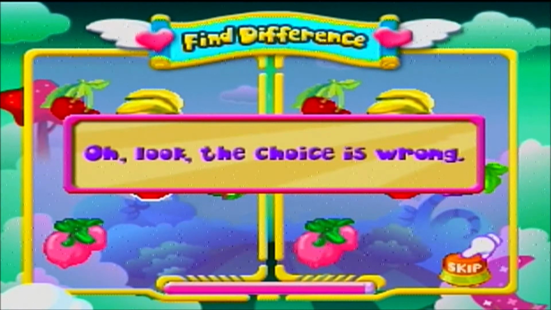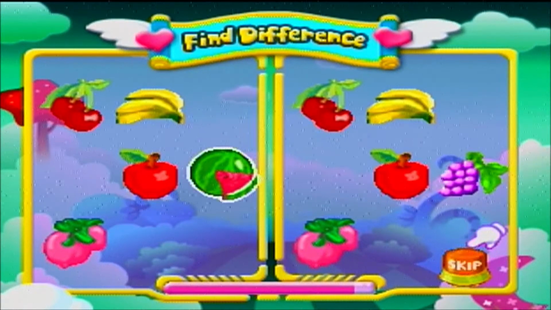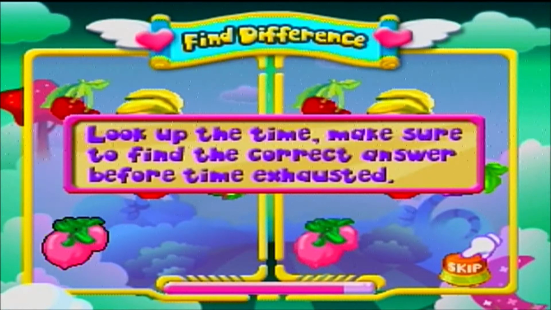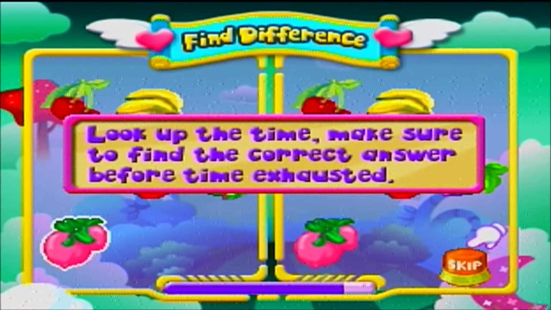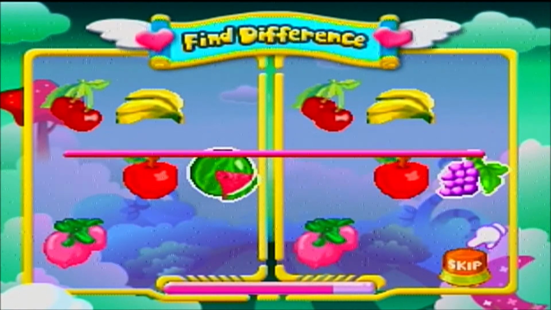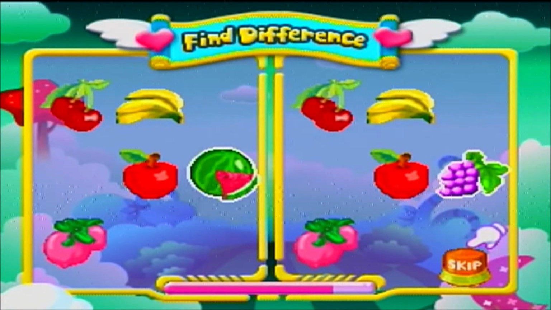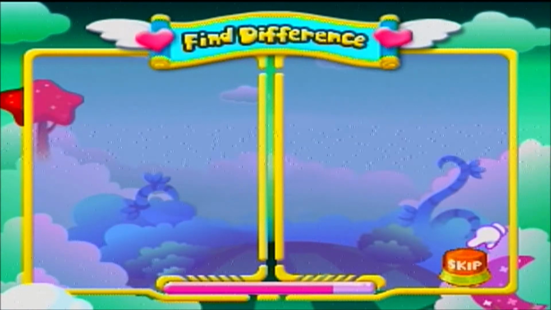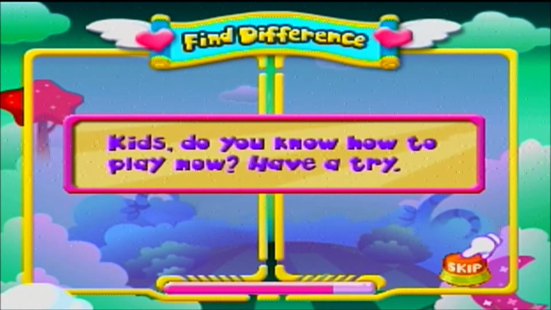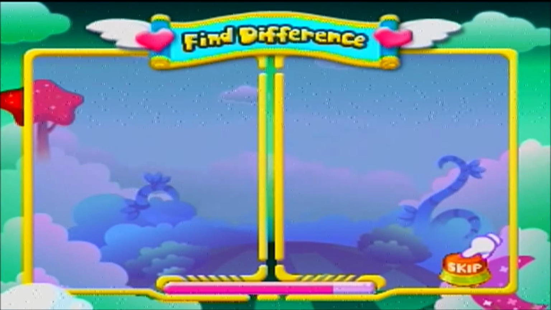Oh, look, the choice is wrong. Look up the time, make sure to find the correct answer before time is exhausted. Now, you are right this time. Kids, do you know how to play now? Have a try.